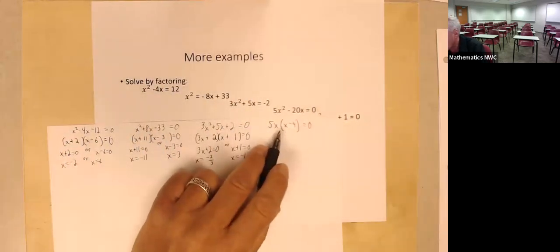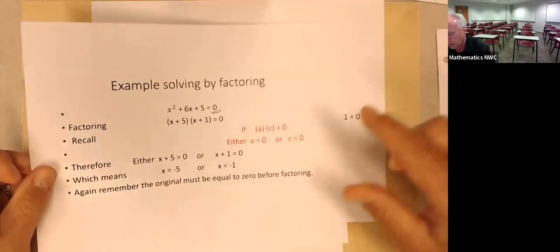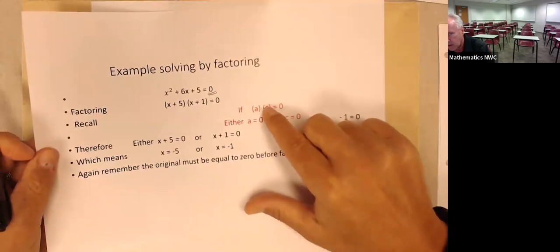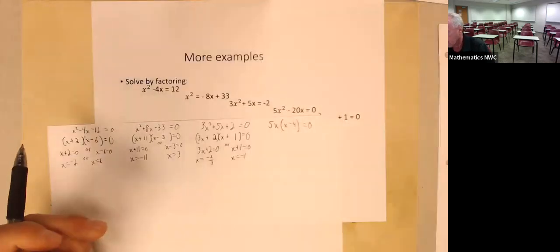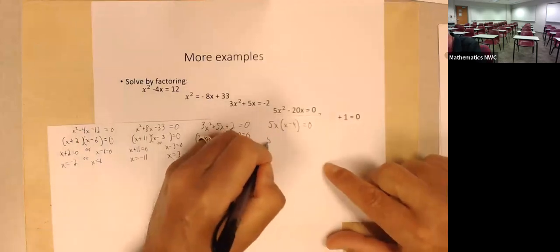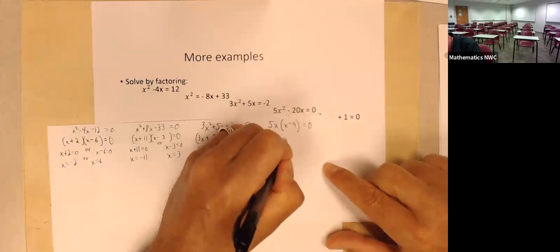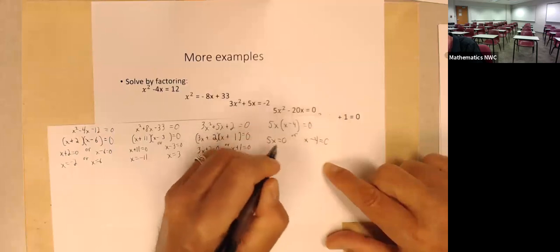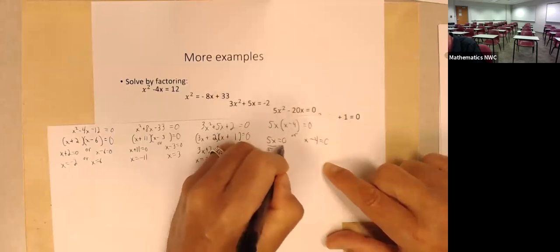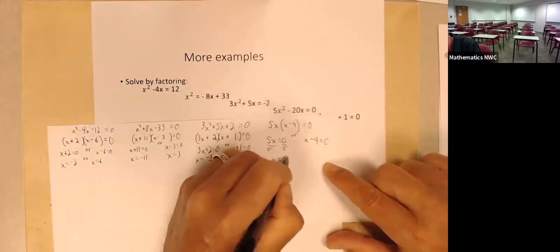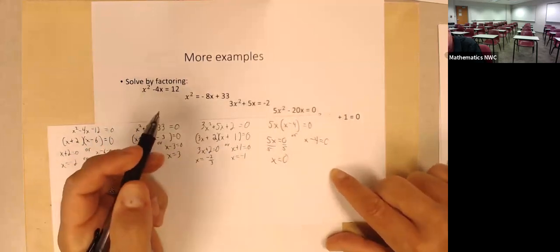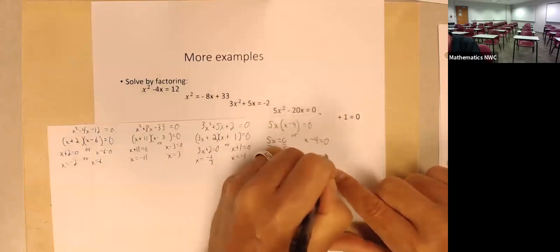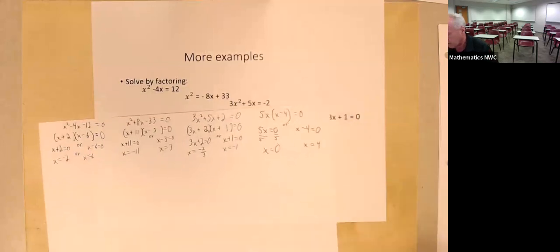Two things are being multiplied to get 0. Either the first thing is 0 or the second thing is 0. So either this 5x equals 0 or the x minus 4 must equal 0. Dividing both sides by 5, I get x to be 0 there. 0 over 5 is 0. I bring the 4 across, and I get a 4. So those are my two answers.